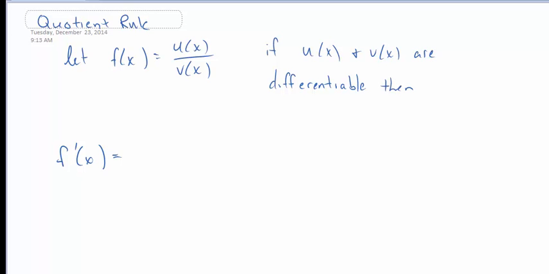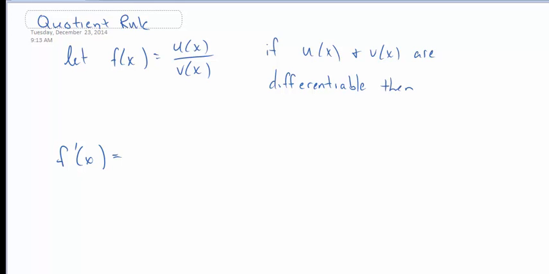Last big property coming at you right now, at least for now, it's the quotient rule. So let's say that f of x is equal to the quotient of two other functions that are differentiable. So if f of x is u of x divided by v of x, as long as u of x and v of x are differentiable, then we have a nice, well, relatively nice way to find the derivative.